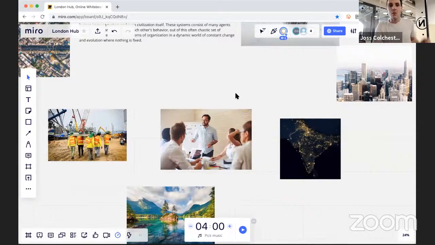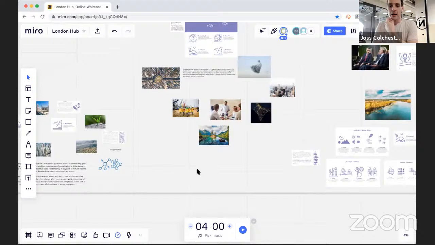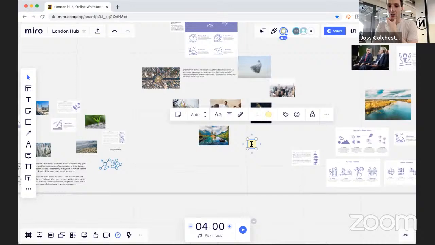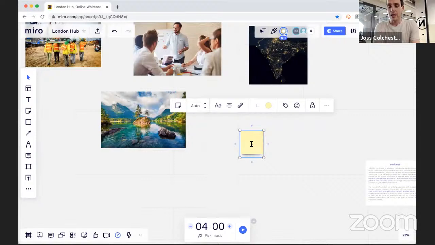So yeah, I'll share the link again. And if you could join me down here where you find these images and grab a sticky. So how do you do it? You just double click on an empty section of the board there, and then you type in any ideas you might have here about a complex adaptive system. Do you have any ideas? Please share them with us. Let's just take, Josh, 1 minute to do them.